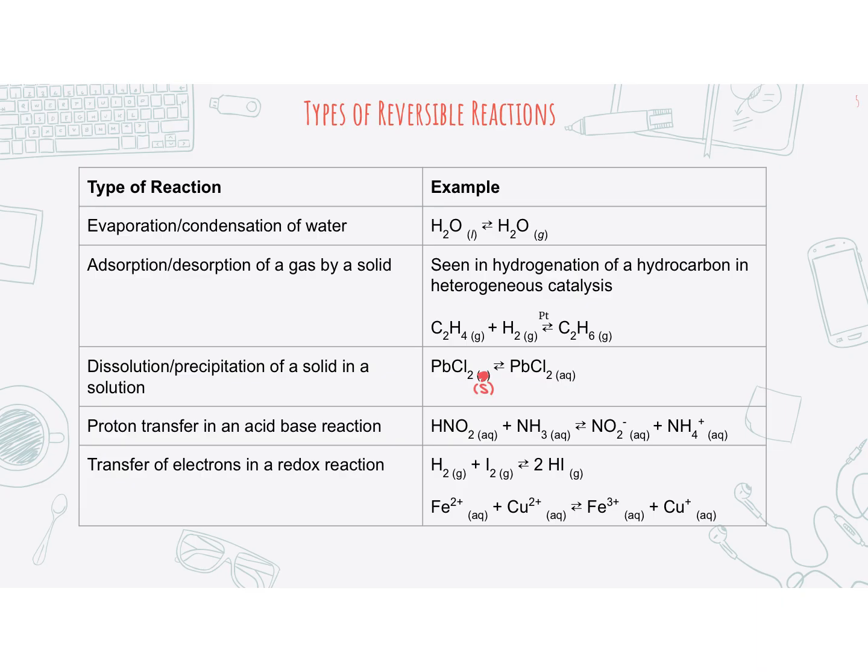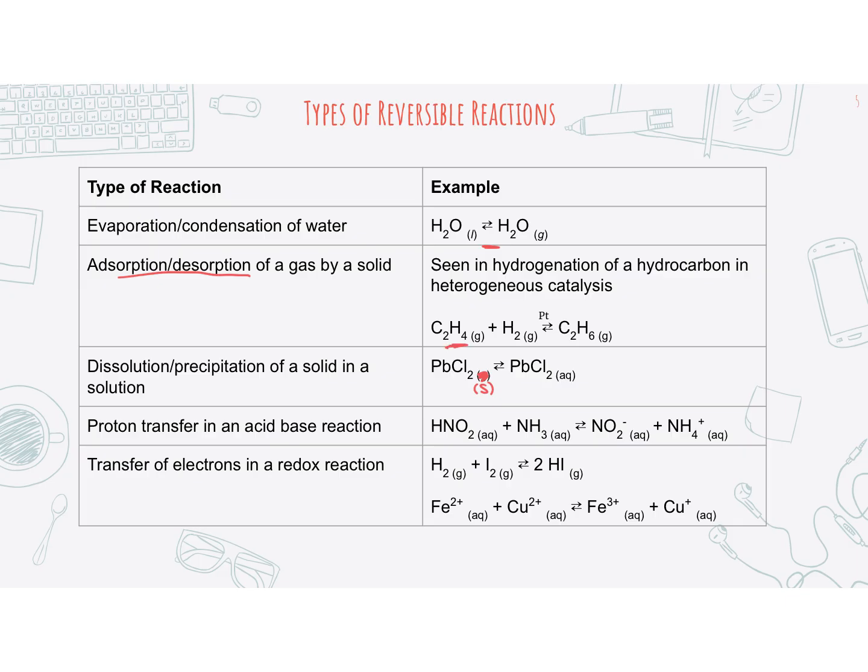Now here's a few examples of different types of reversible reactions that we encounter. One is the evaporation and condensation of water, right? Once you start boiling water, some of it is still going to condense back into a liquid, while some of it is going to boil and turn to a gas, right? And so it's under equilibrium. You'll have some boiling while you'll have some also condensing. Adsorption or desorption of a gas by a solid.